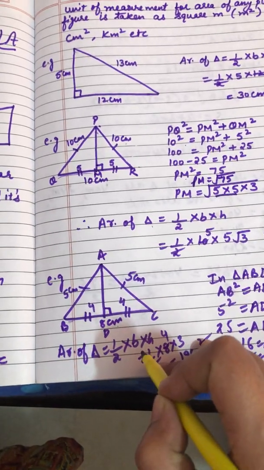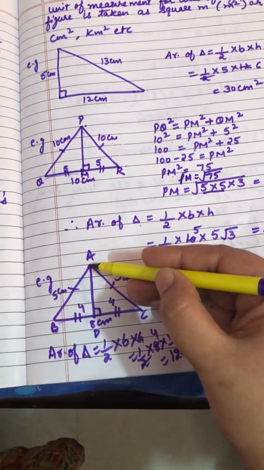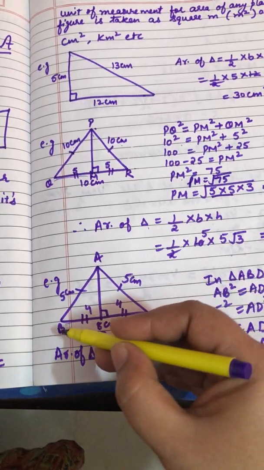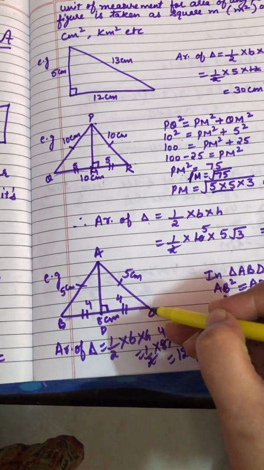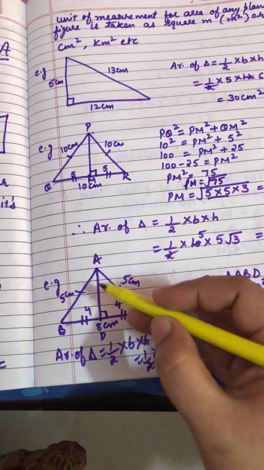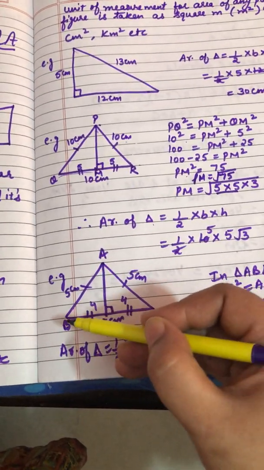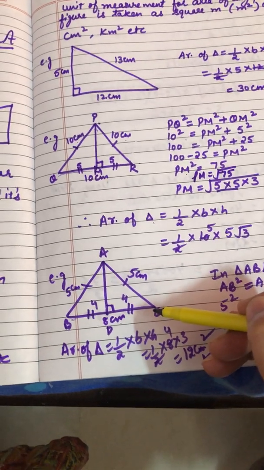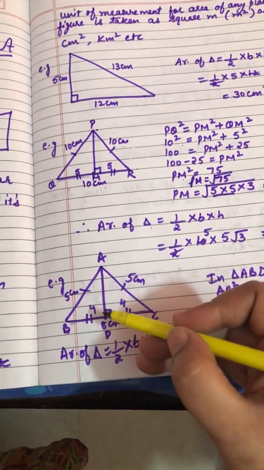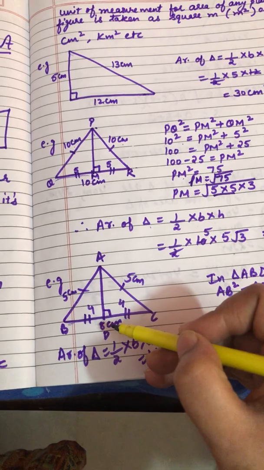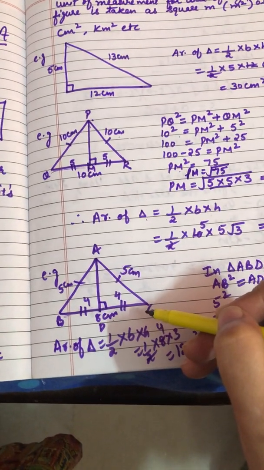So we need half into base into height. Again from A, draw one perpendicular which bisect the corresponding side into two equal parts. In equilateral triangle and in isosceles triangle, this altitude always bisect the corresponding side on which it falls. So this side will be BD is 4 centimeter and DC is also 4 centimeter.